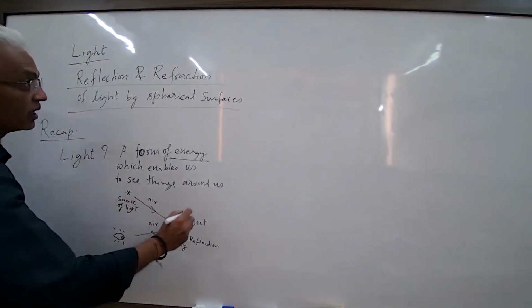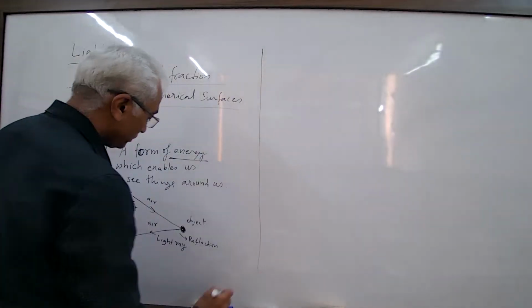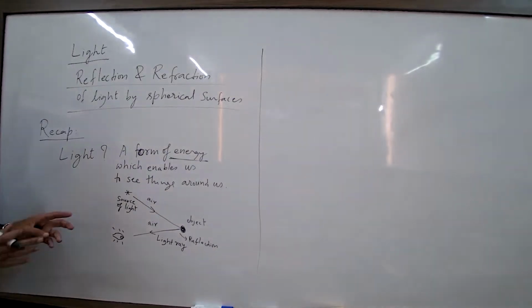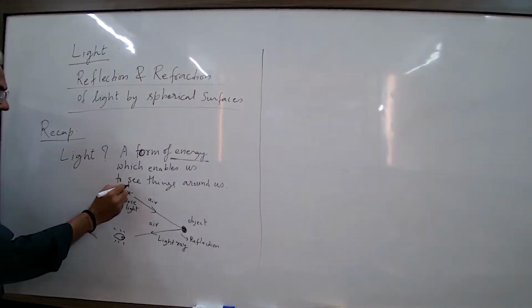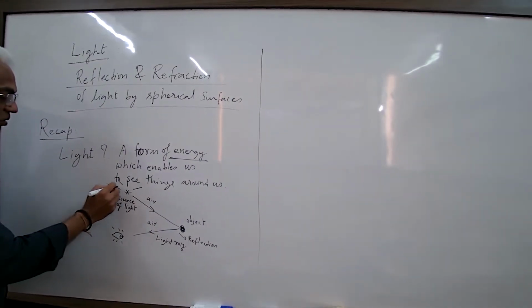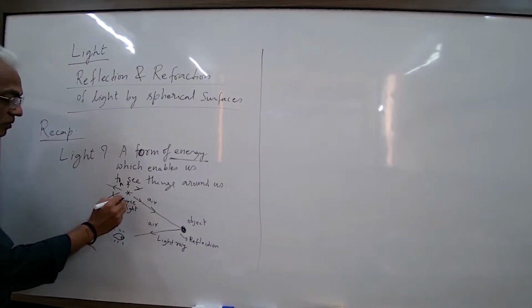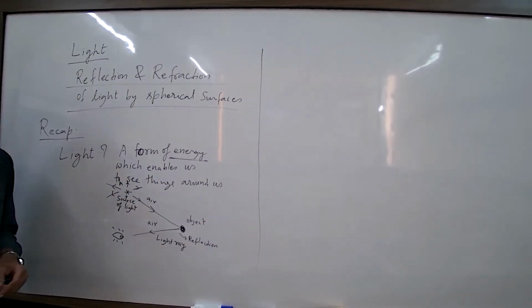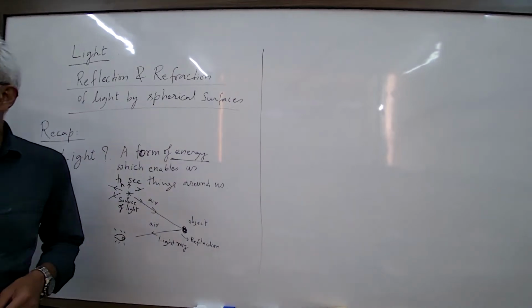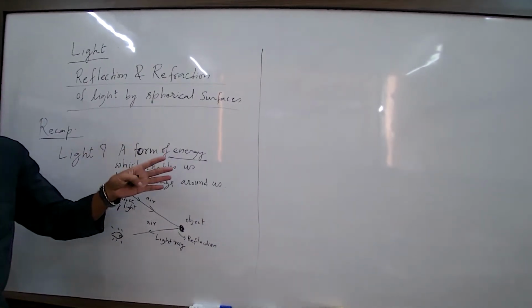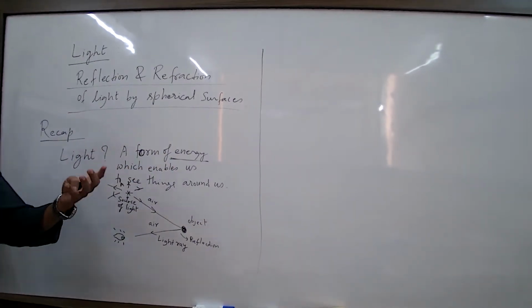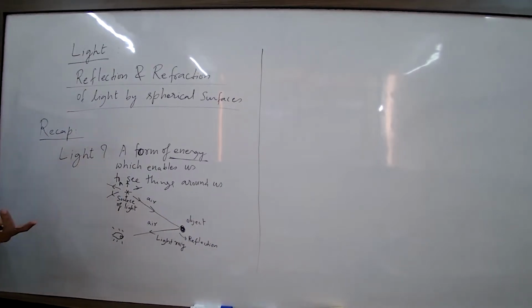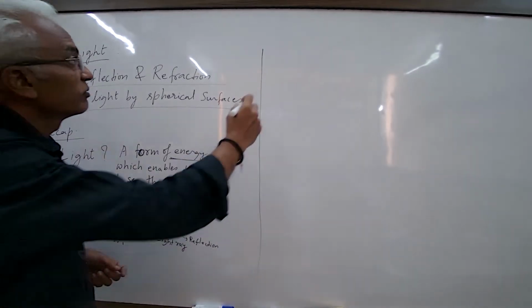So how is this light traveling? There is a source of light and it is propagating in all directions, not just this one. When light is switched on, it's not that you are able to see only this object, you are able to see all the objects. Light is traveling everywhere and the reflected light is reaching you from everywhere. So some properties of light, let us understand.